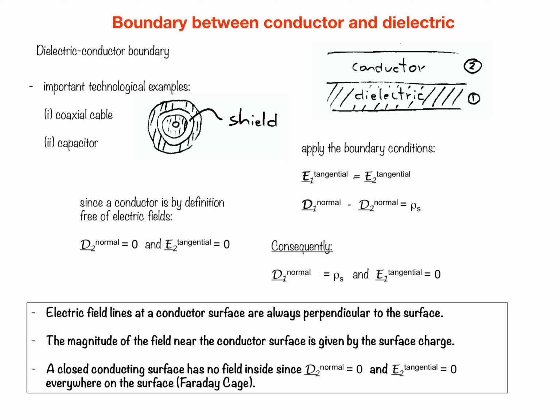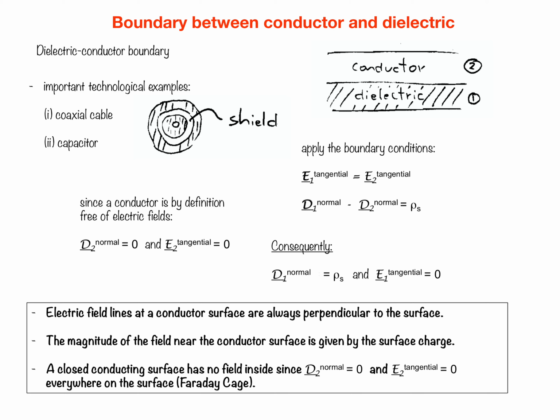The two boundary conditions can be readily applied to the important boundary between a conductor and an insulator, a dielectric. The dielectric may be medium 1, whereas the conductor is labeled 2. Two important technological examples of the dielectric conductor boundary are the coaxial cable and the capacitor. In a coaxial cable, the lead is surrounded by an insulator, which again is surrounded by a conducting shield, which then is again surrounded by an insulator. Therefore, in a coaxial cable, there are three conductor-insulator boundaries.